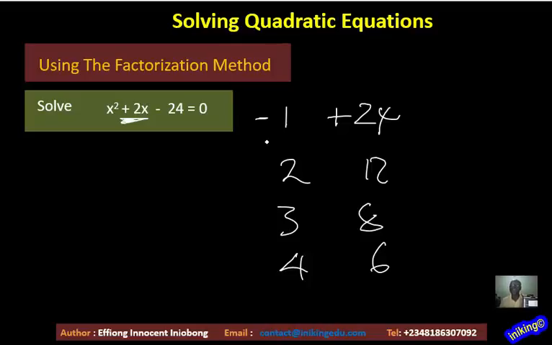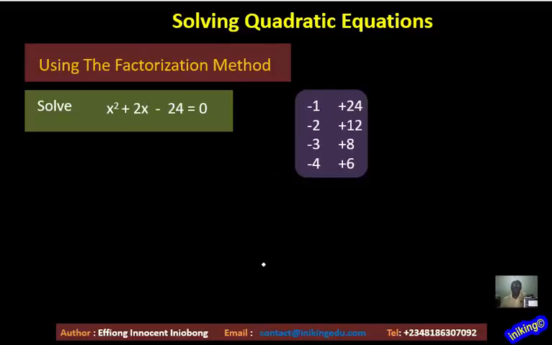Because the two of them cannot have the same signs. So here, 12 is greater than 2, I give 12 the plus and I give 2 the minus. 8 is greater, I give it the plus, and I give this a minus. Likewise here. So we have that. Which of these pairs will give us plus 2x? Of course, you can see the first one cannot do it, the second cannot, the third cannot. But minus 4 plus 6, you will agree, will give us plus 2. So I'm going to replace plus 2x with minus 4x plus 6x.